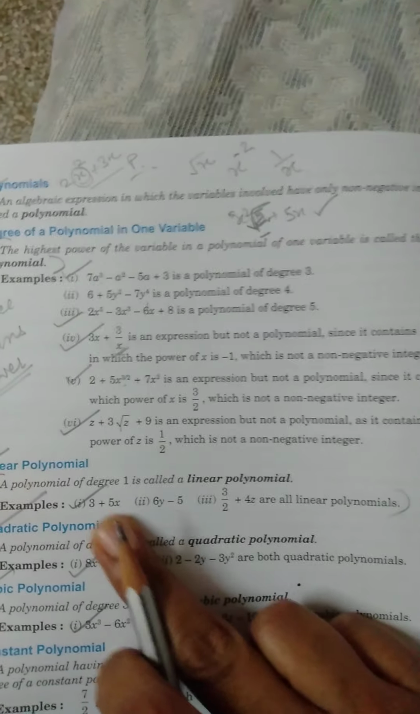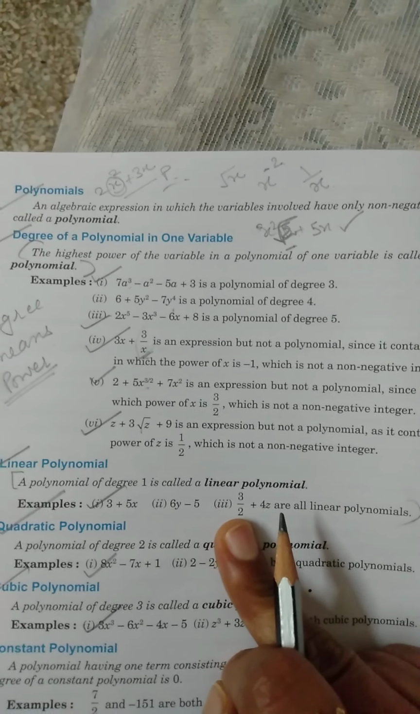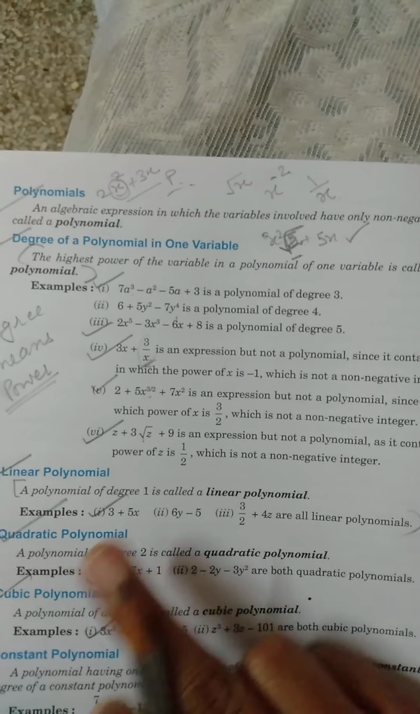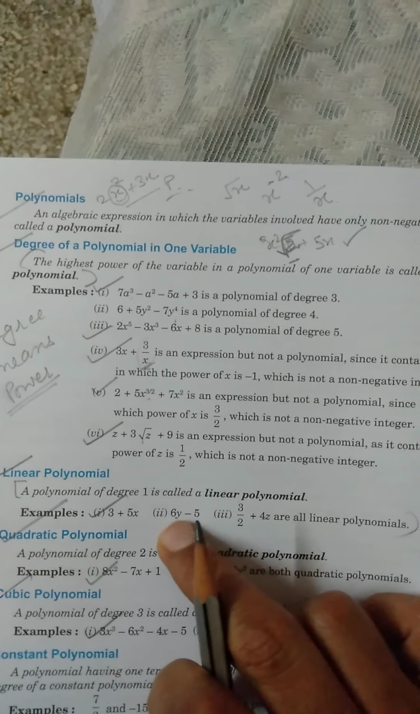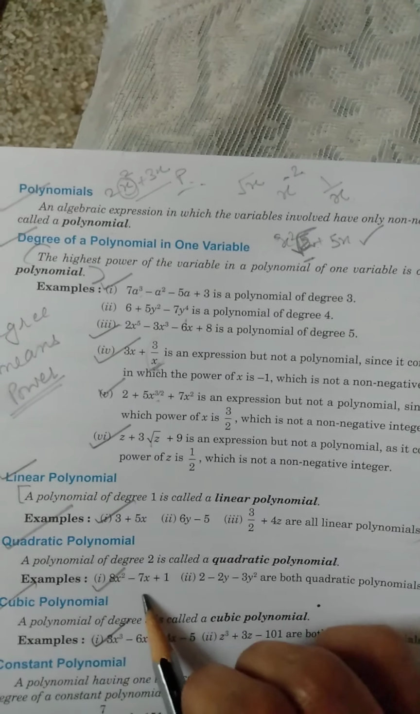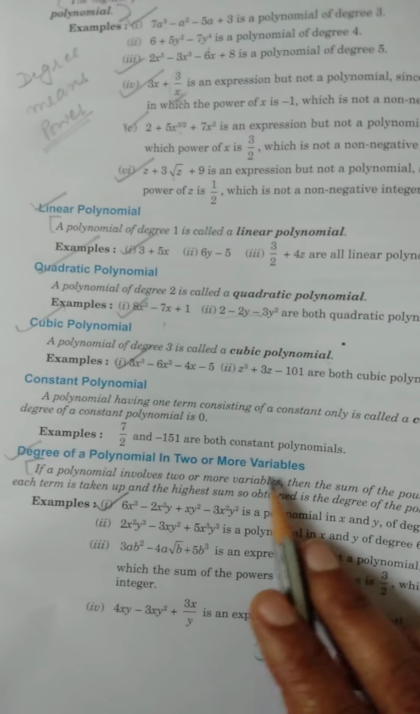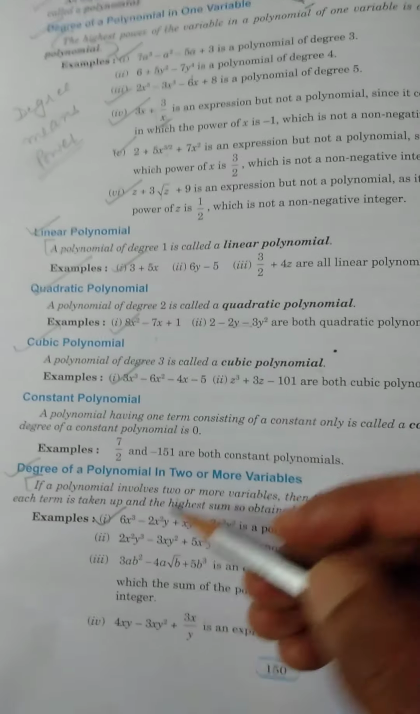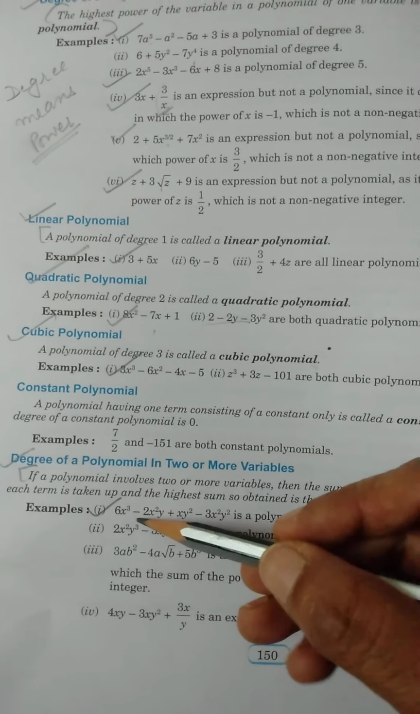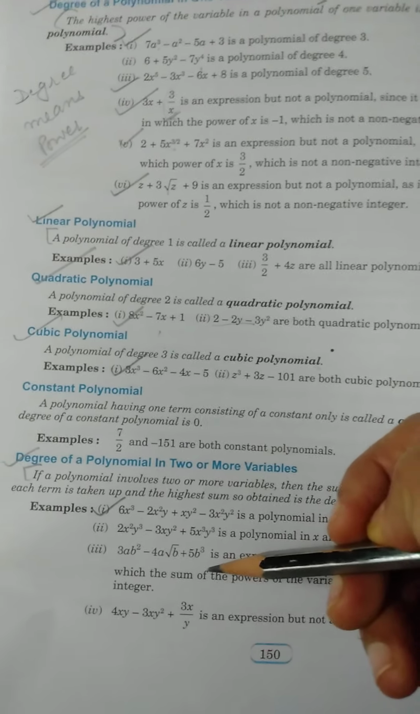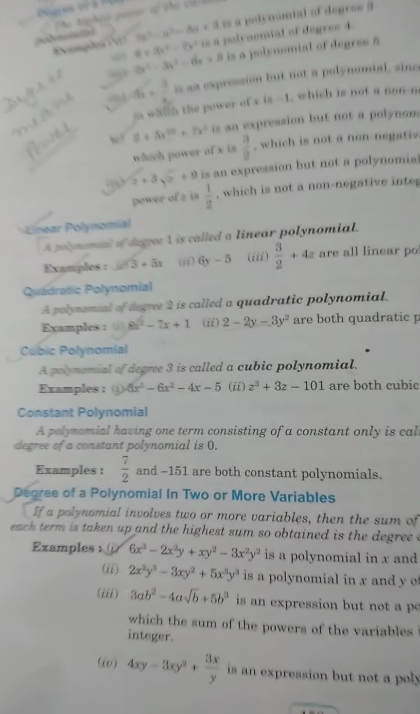A linear polynomial means one variable only. So you can see here is x only, y only, z only. So these are called linear, and the degree is 1: x raised to power 1, y raised to power 1, z raised to power 1. Quadratic means when the degree is 2. Cubic when the degree is 3. Fine. Degree of a polynomial in two or more variables: it means when you don't have only x, but you have x and y, a and b. When you have two variables, then it is known as a degree of two or more variables.